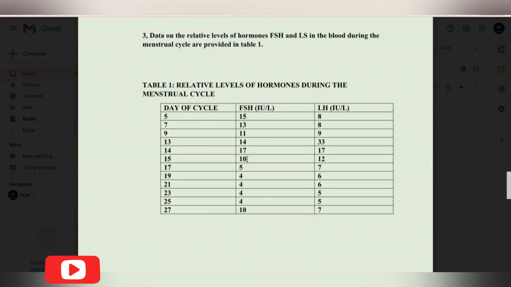In 3, data on the relative levels of hormones FSH and LH in the blood during the menstrual cycle are provided in Table 1. Table 1, relative levels of hormones during the menstrual cycle. All right, guys, the first thing you should be doing here is taking a minute to examine the table.